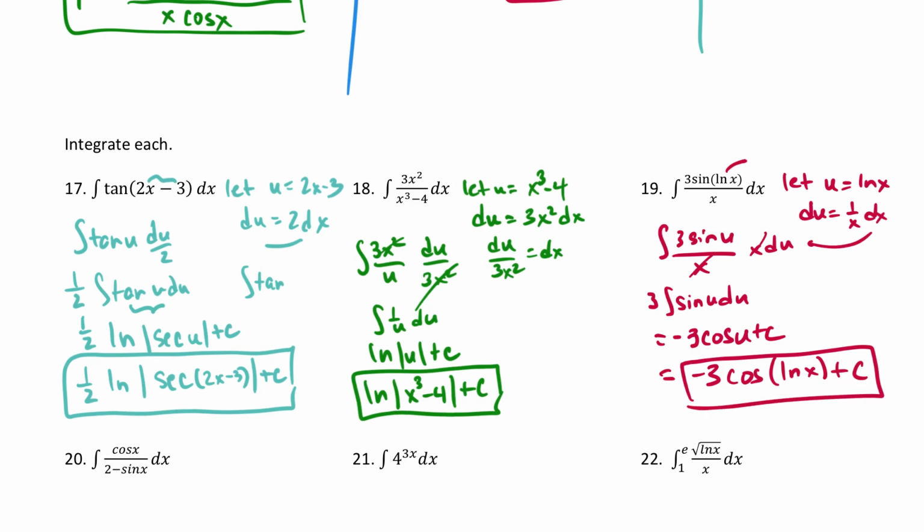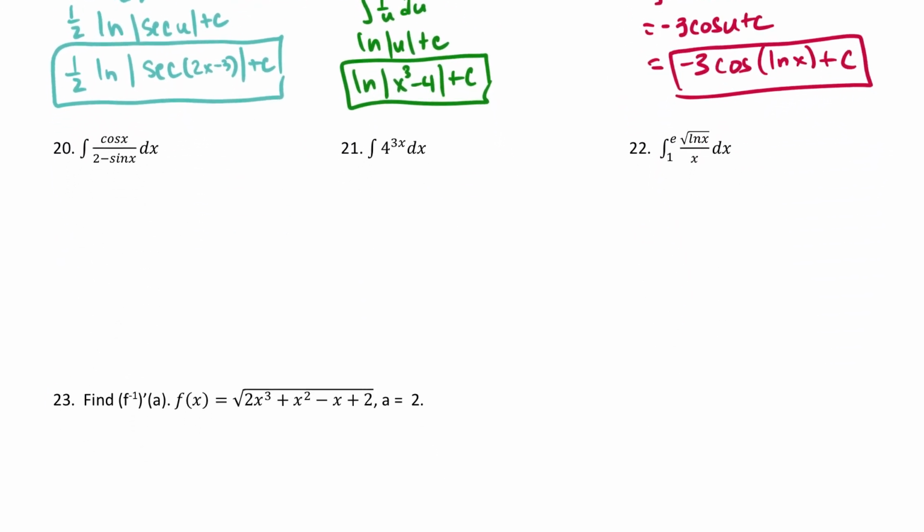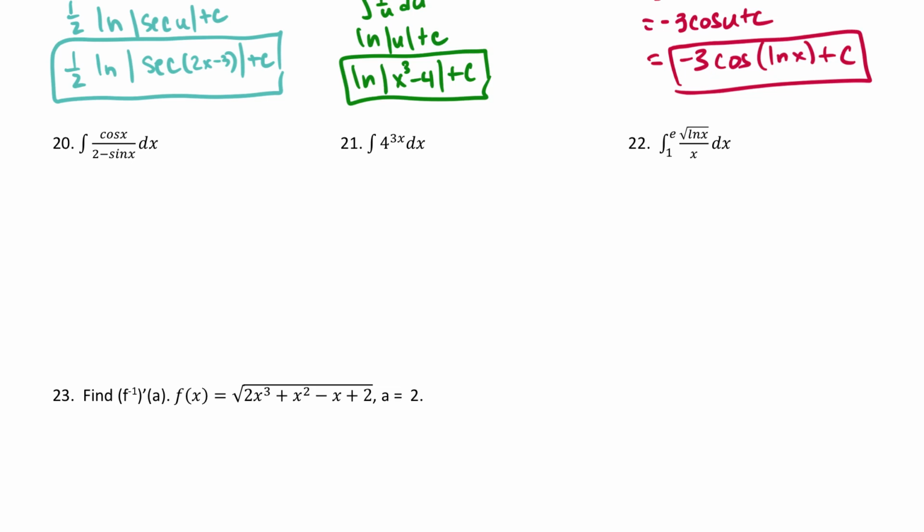All right, taking a look at the next batch. Let's slide this up. And here we're looking at the integral of cosine over 2 minus sine x. So let's let u equal this 2 minus sine x.